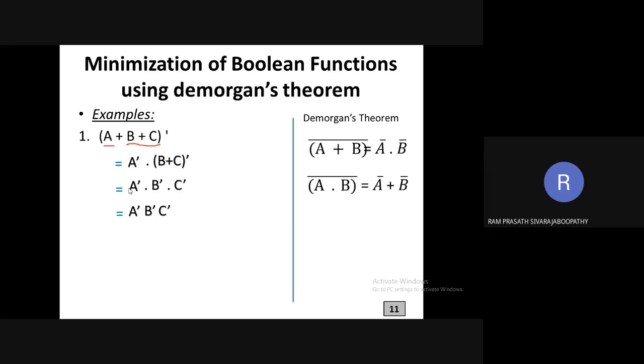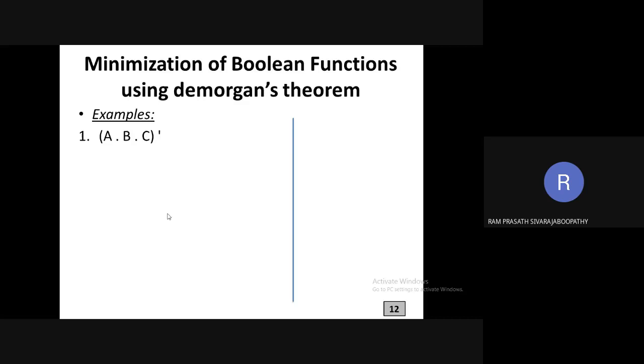That's it. See, whichever function I am asked to complement, that means whenever a whole bar comes, I divide it into terms and apply De Morgan's theorem on it. Again and again we apply it till we get the normal expression. Okay, so this is the way we can get ā·b̄·c̄. Okay, fine.